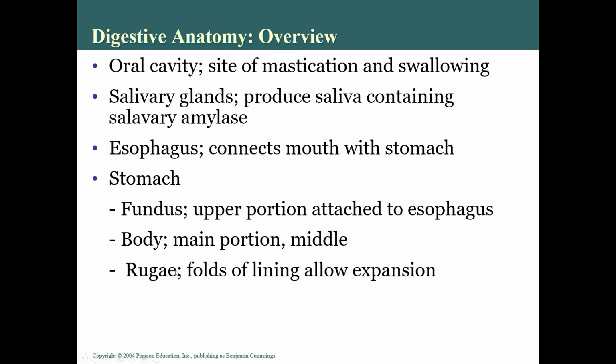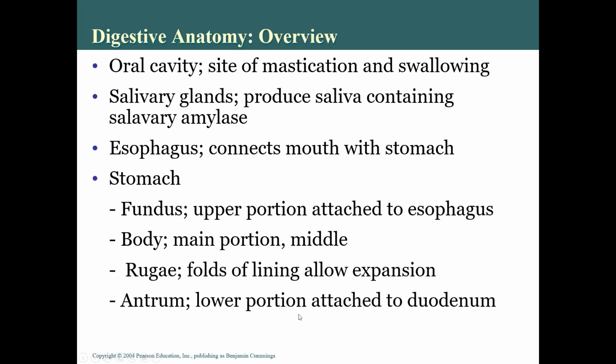The rugae are the inner folds. It works kind of like pleats on a skirt or on a curtain. It allows stretching out so that the integrity of the mucus and the bicarbonate buffer underneath the mucus can be maintained, so the acid doesn't start digesting the stomach lining. The antrum is the lower portion attached to the duodenum, and the end of the antrum is called the pylorus that contains the pyloric sphincter. In most books, the antrum and pylorus are put together, being called the pylorus. The antrum is not normally separated out.